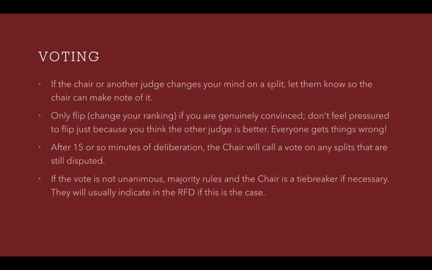After 14, 15 minutes of deliberation, the chair will call a vote on any splits that are still disputed. And if the vote is not unanimous, the majority rules and the chair is a tiebreaker if necessary. They'll usually indicate in the RFD and OA if you're able to come to a consensus or not. Again, trainees don't make votes, but you still do get to participate in everything that came before.